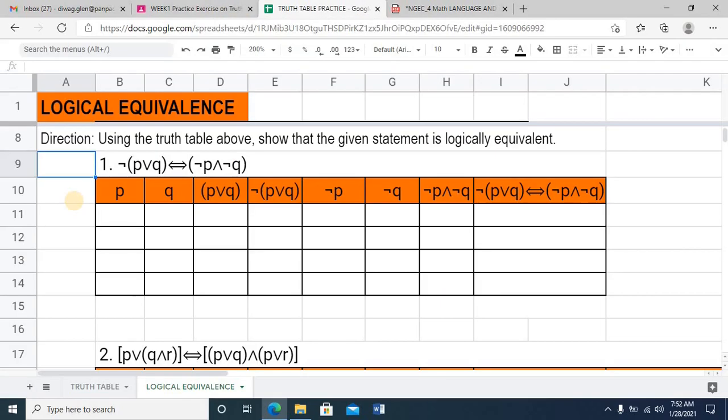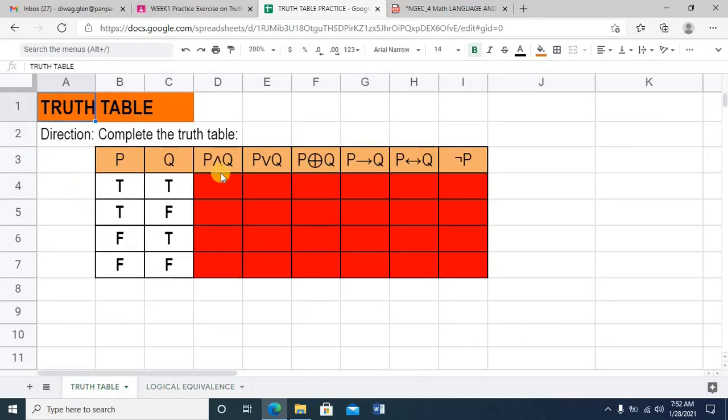So let's proceed. Before I start, I need to practice with my truth table. So let's check it out. This is the conjunction and. This is the compound proposition disjunction or, exclusive or, implication if then statement, biconditional if and only if statement, and the negation not. So if we have a conjunction and, the condition for this compound proposition to be true is that both P and Q should be true. So this is true and the rest would be false.